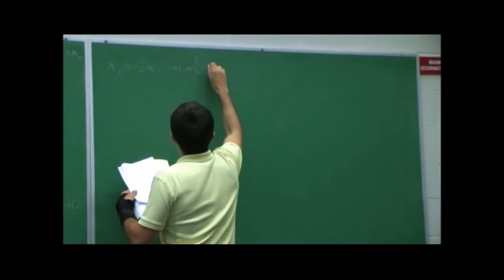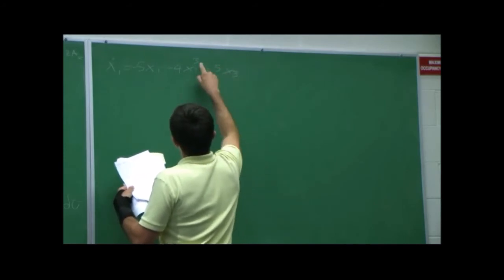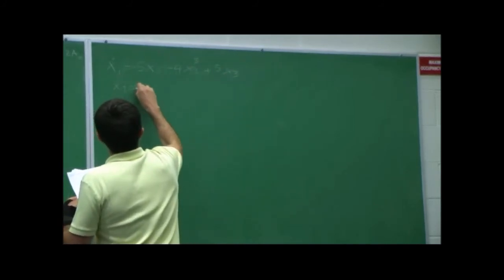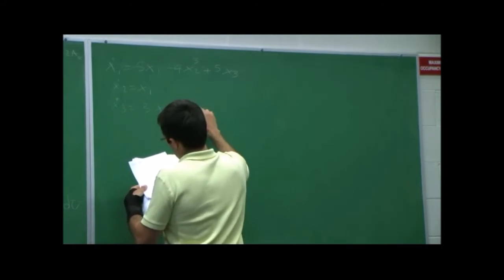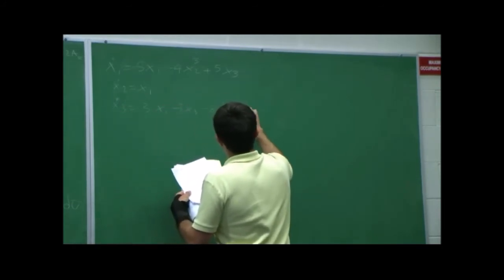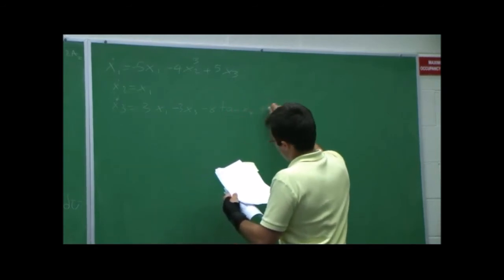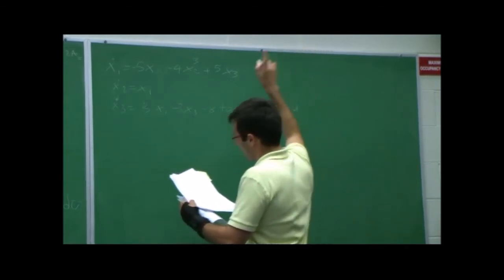So I have this example for you. Then next time we'll definitely start doing it for spacecraft rotational motion. But I needed to make sure we are on the same page. So x1 dot equals minus 5x1 minus 4x2 cubed. This is enough to tell you this is a nonlinear system. x2 dot is equal to x1. x3 dot is equal to 3x1 minus 3x3 minus 8 tangent of x4 plus sine of a single input, u. I only have one input here. x4 dot is equal to x3.